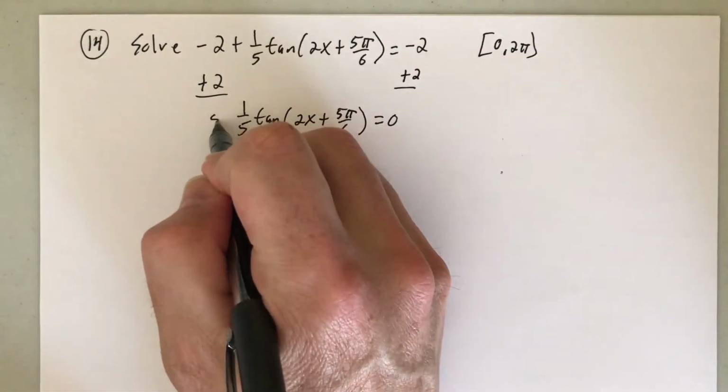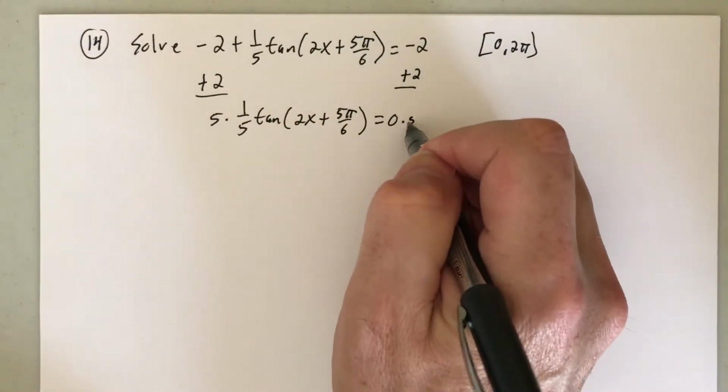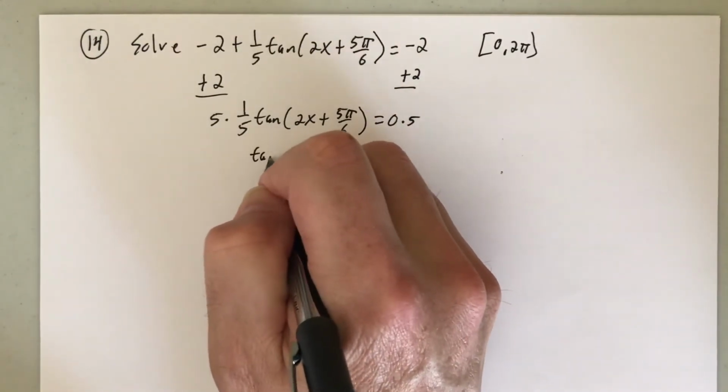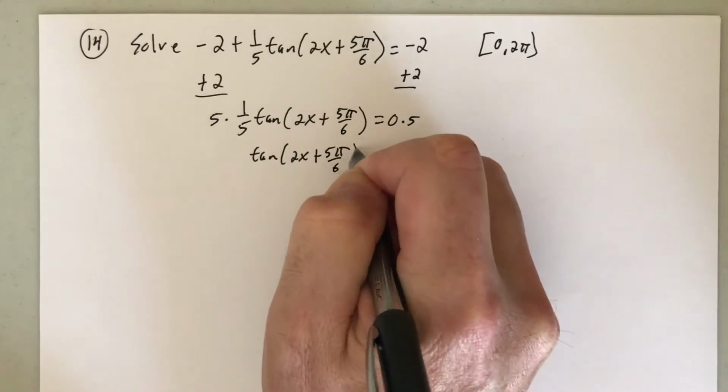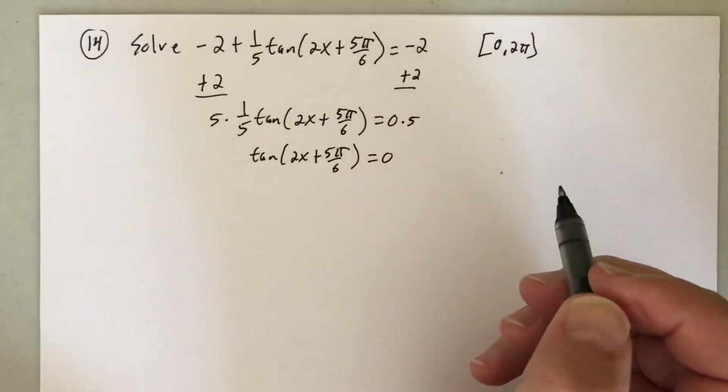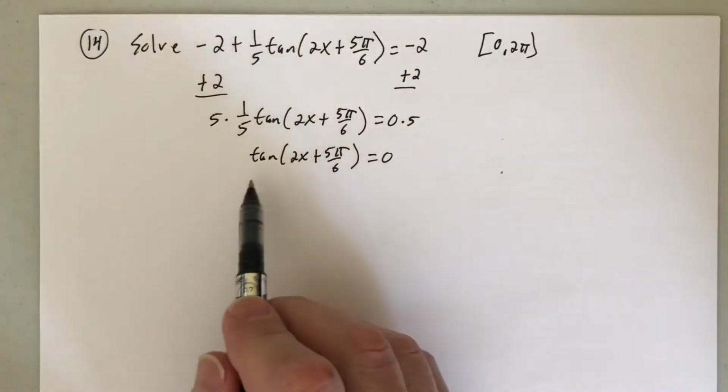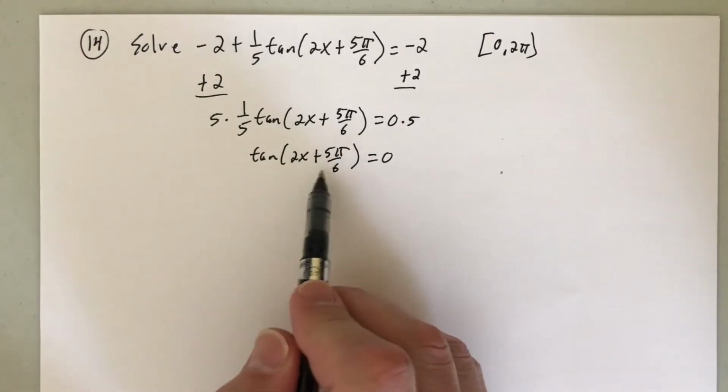Then I'm going to multiply both sides by 5, which is going to give me tan 2x plus 5 pi over 6 is equal to 0. 0 times 5 is still 0. So now I have tangent by itself. Again, I got a phase shift.